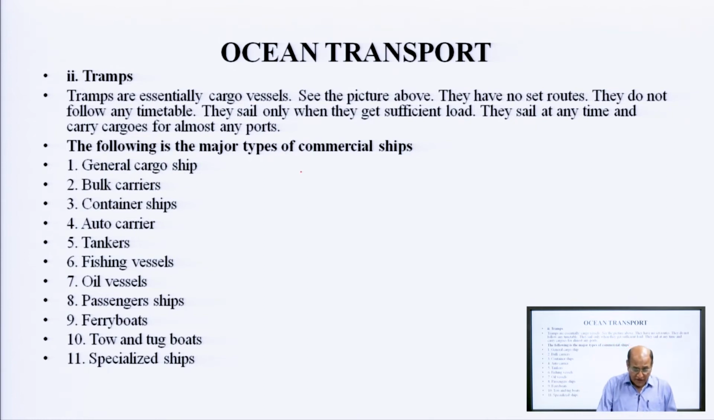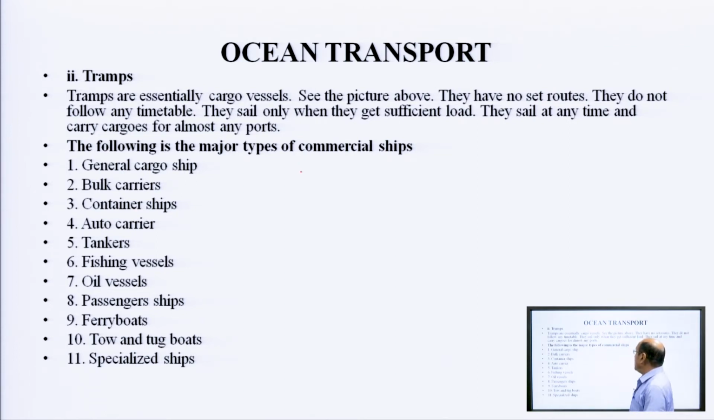Now, come to the ocean transport tramps. Tramps are essentially cargo vessels. They have no set route. They do not follow any timetable. They sail only when they get sufficient load. They sail at any time and carry cargoes for almost any port.